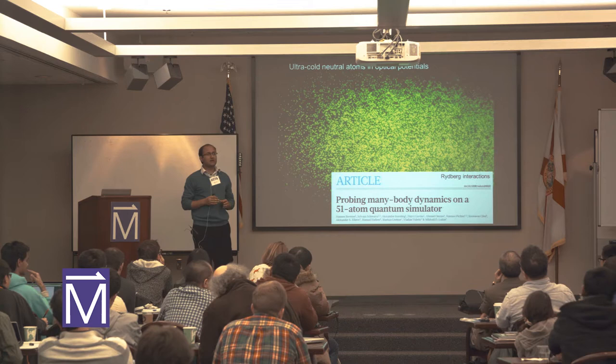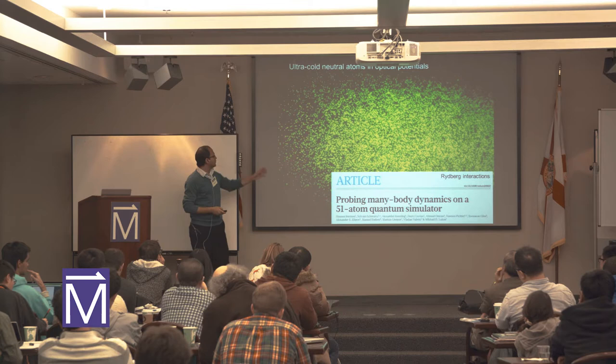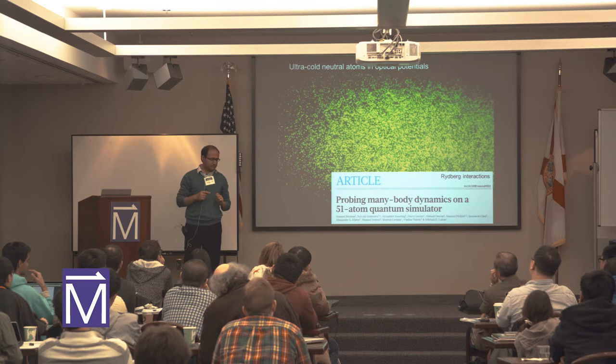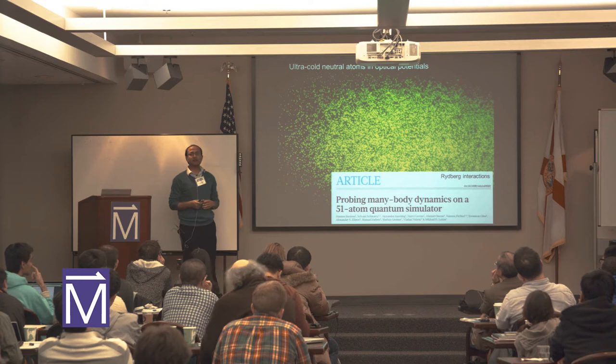So for example, if you put a deep optical lattice in this system, then you can control the kinetic energy, the hopping from one site to the other. So that gives you control of different parameters in your Hamiltonian space.